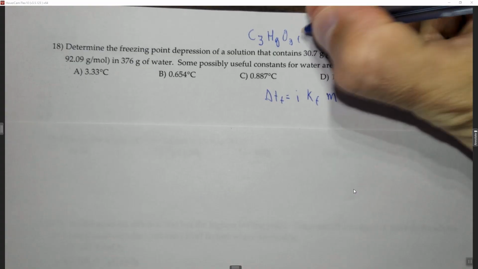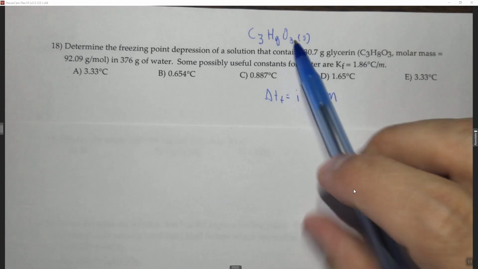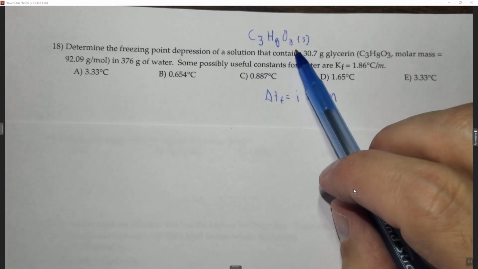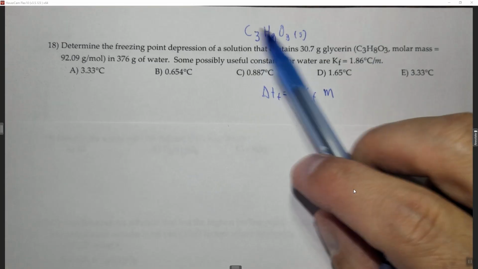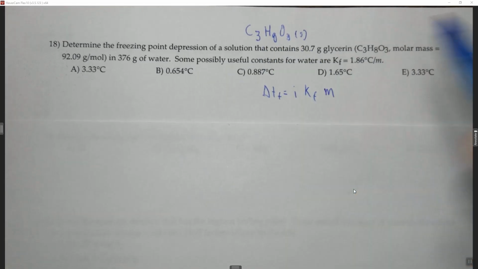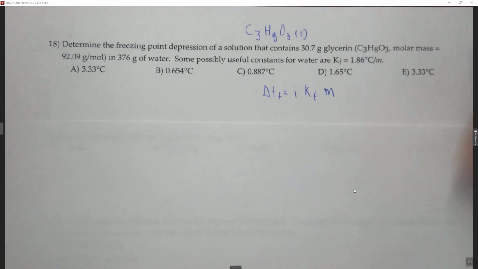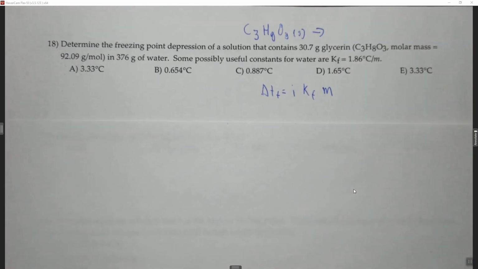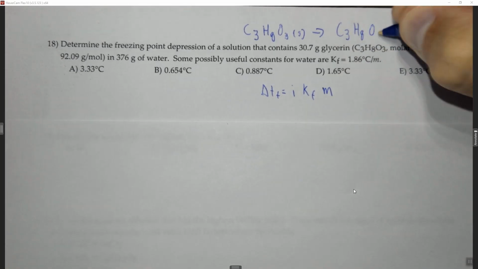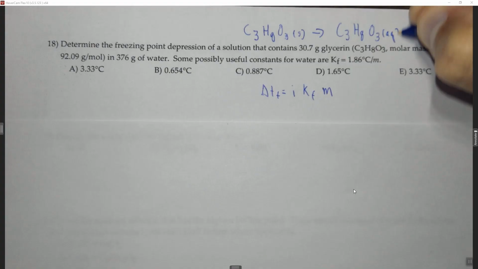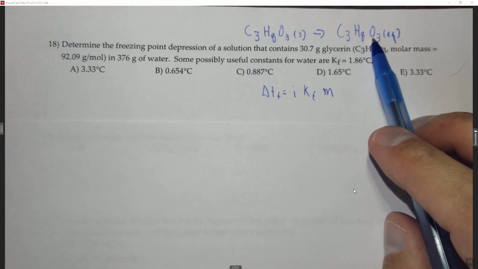And it might be a liquid, but we're going to call it a solid. It doesn't really matter. It's not aqueous. So basically, this is the molecule that we have here. In this case, what we're going to do is dissolve it. When you dissolve this compound in water, you get C3H8O3 aqueous. This is now dissolved in water.